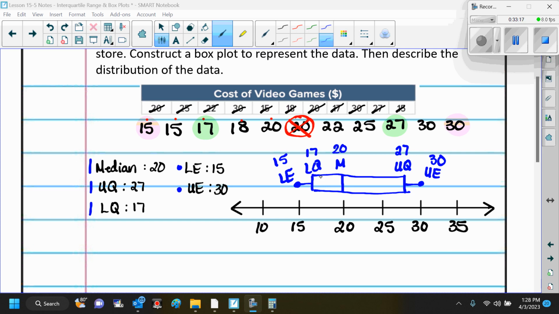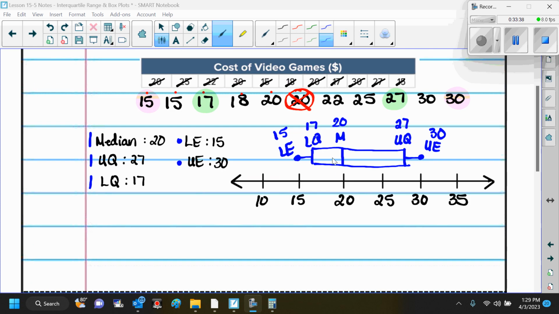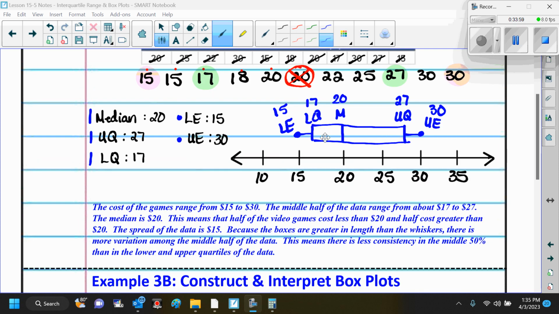See how the left side is a little more squished together, okay? So the data here is closer together in the lower half and more spread apart in the upper half. So down here, because they are more squished together, that means that the lower 50% has a greater consistency, and the upper half has less consistency. Now also, because the middle 50% of the data has a greater length than the lower quartile and the upper quartile, then we have less consistency in the middle 50% than we do in the other areas.